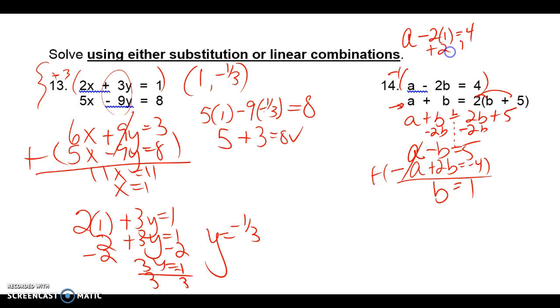I add 2, a equals 6. So let's see if that works in my second equation, just to double check. I said a is 6 plus b is 1 is the same as 2 times 1 plus 5. I don't think we have that working, do we?